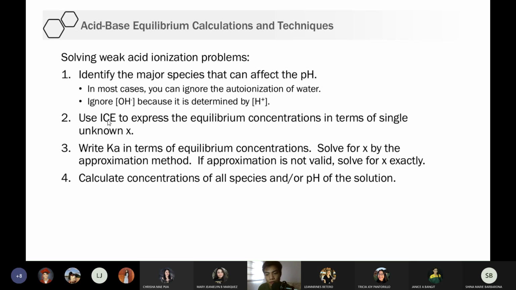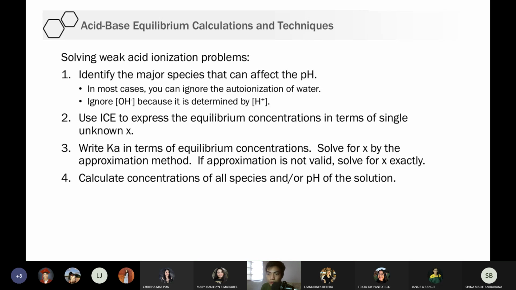For the C, the change, we can determine which side of the reaction will increase or decrease by comparing your Q value with the K. If your Q is less than the K, that means the reaction is going to the product side. So the change for the product side is positive, but for the reactant side, it's negative. If your Q is greater than K, then your reaction will proceed towards the reactant side. So the change for the reactant side will be positive and for the product side, negative.